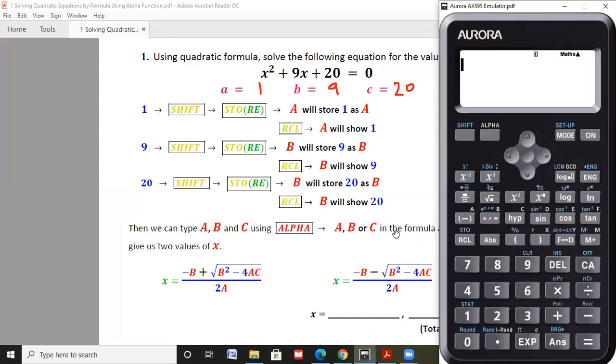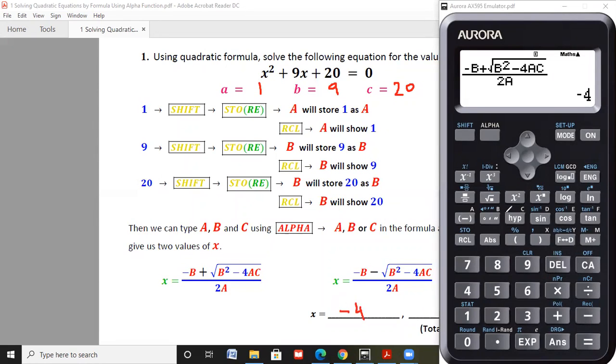Right, to work out the values of x, I'm going to type in the quadratic formula in the calculator now, starting with the fraction button. Plus minus, and then alpha B, and for the first time I'm going to use plus, square root of alpha B squared minus 4AC, all of this divided by 2A, and this gives me one of the values of x as minus 4.